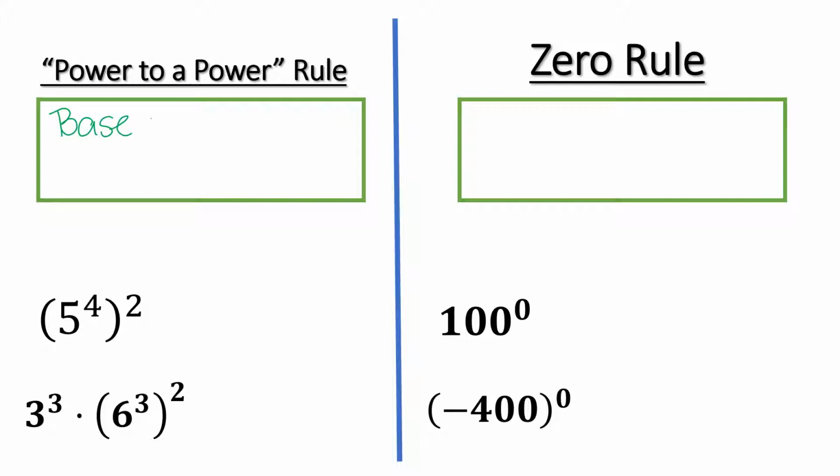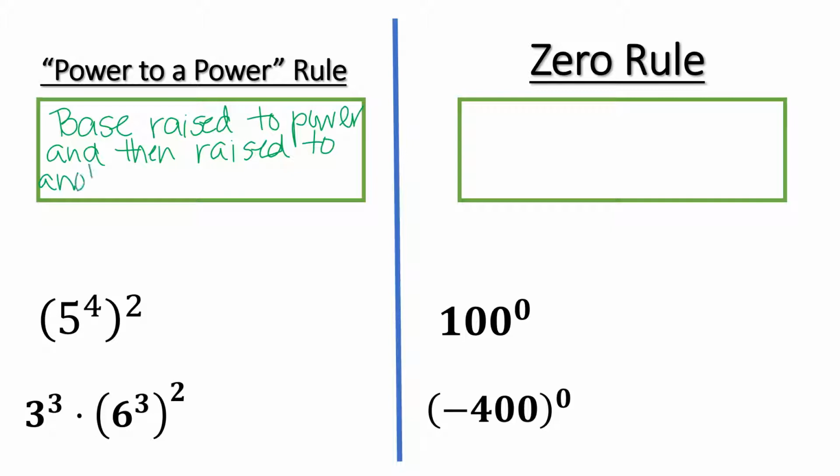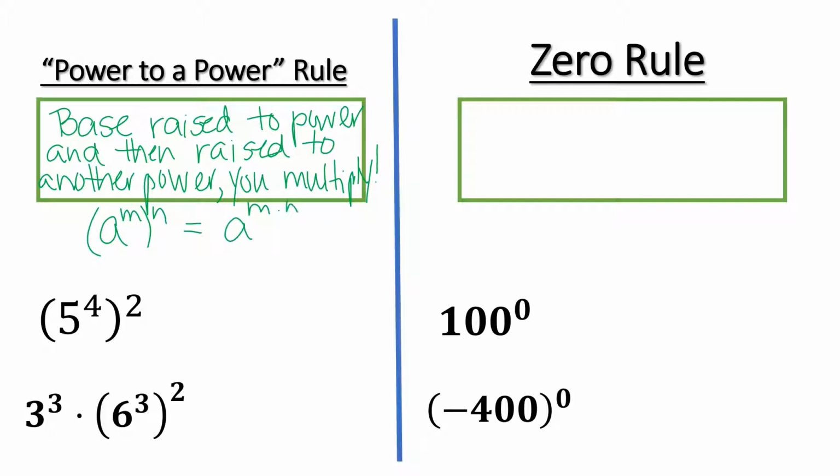raised to a power, and then raised to another power, you multiply those powers. You multiply them. So this looks like oftentimes a to the m, and then you have the n out there. And that would be the same thing as a to the m times n, which can be a little confusing. So we'll take a look at our examples there.